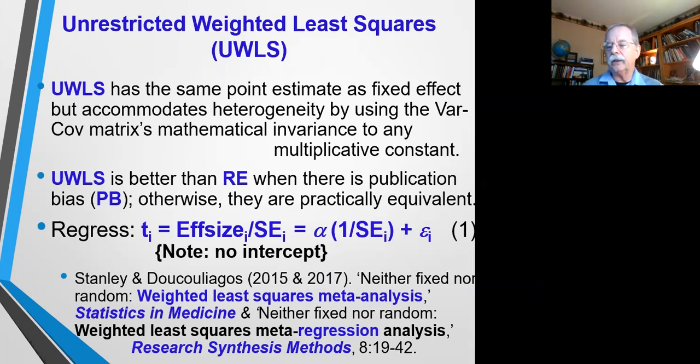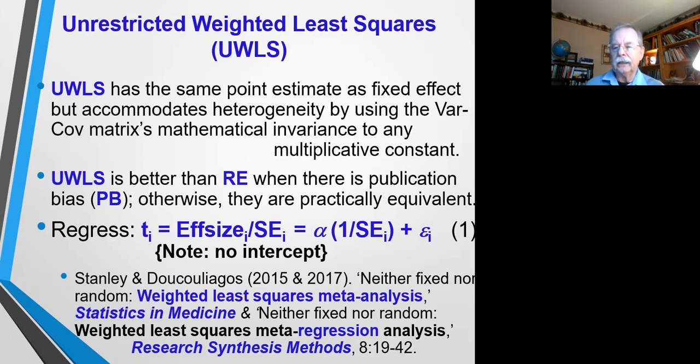In order to calculate Esig, however, we need to have an estimate of the mean effect. You might not all be familiar with unrestricted weighted least squares. Unrestricted weighted least squares, or UWLS, is the same point estimate as fixed effects, but it automatically accommodates heterogeneity by using the variance-covariance matrix's mathematical invariance to any multiplicative constant. We know that it's better than random effects if there's publication bias. Otherwise, they're practically equivalent. We've published 2 papers about this, one in Statistics in Medicine, the other one in Research Synthesis Methods.